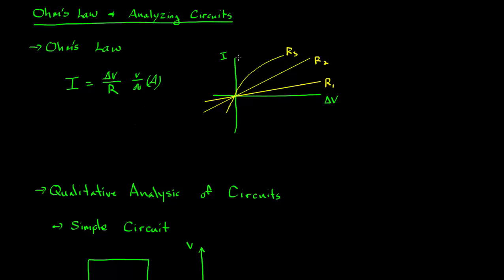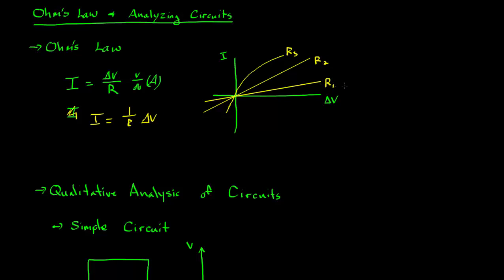Now if we graph the current versus potential difference for three different resistors, we get these three different graphs. And what Ohm's law tells us, if I rearrange this so that it looks more like a line, is I would be 1 over R times delta V. And so if I'm graphing this versus this, then the slope would be 1 over R. And so we can tell something about the resistance here. Now the resistance is its inverse.